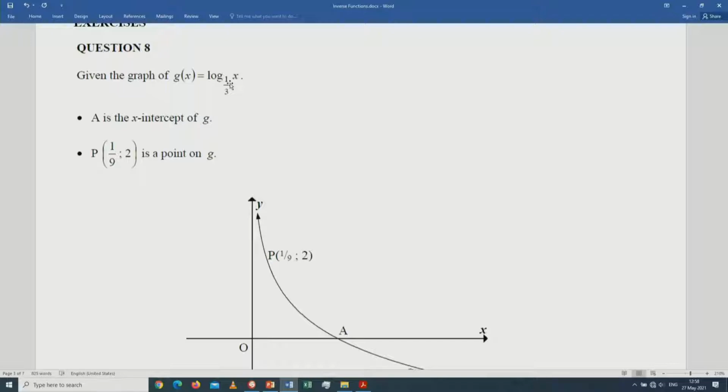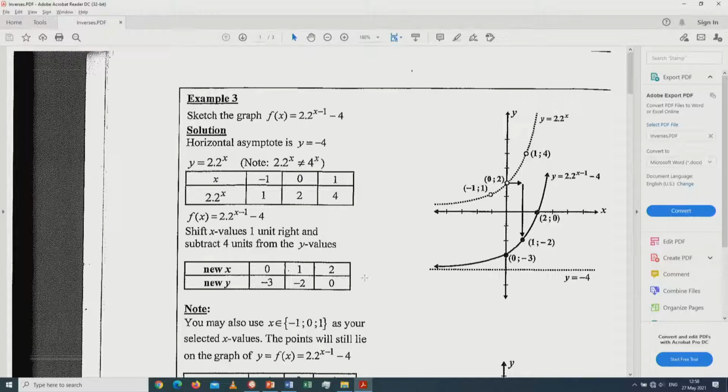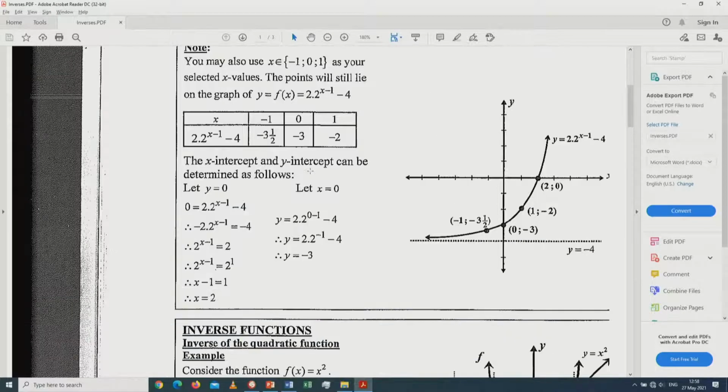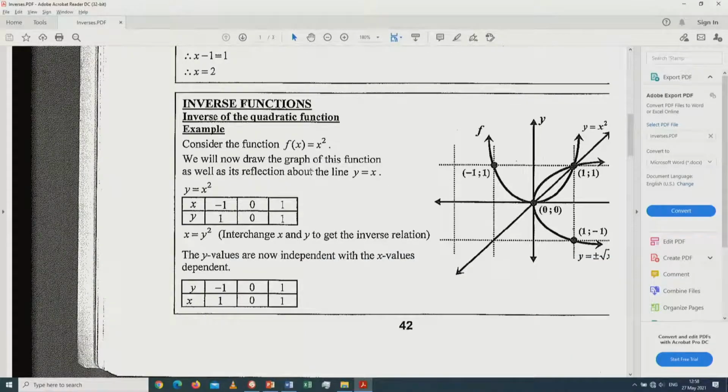some notes regarding inverse functions. Check this. Inverse functions. Let's check this one.